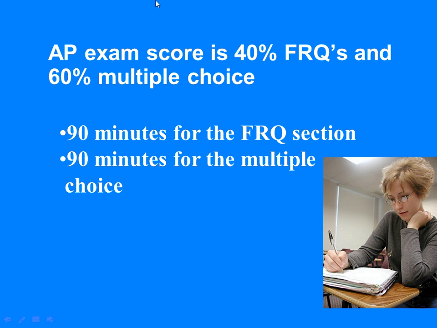So it says the AP exam score is 40% free response questions and 60% multiple choice. So as your exam is scored, 40% of your total score is going to come from writing essays from the free response questions, and 60% from the multiple choice. You will have 4 free response questions. I know some other classes may have more or less, but 4 total free response questions, and you will have 100 multiple choice questions. And you'll have 90 minutes for both sections. So 90 minutes for the free response questions, and then 90 minutes for the multiple choice section.